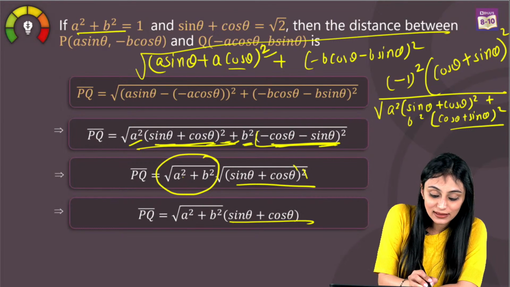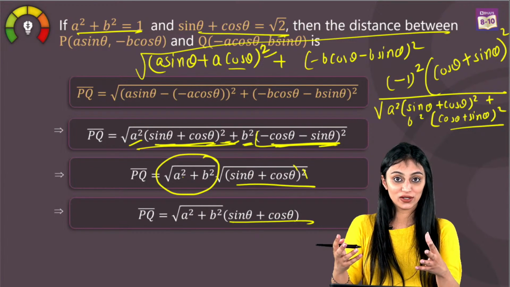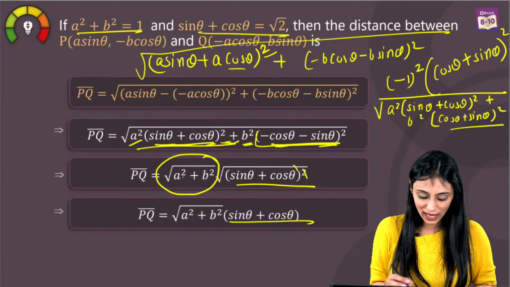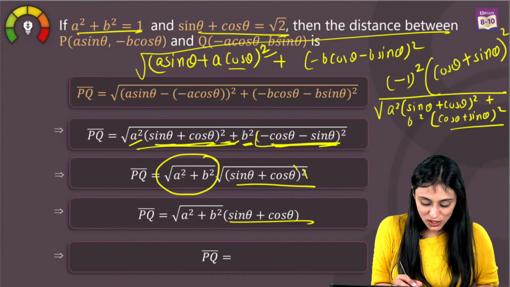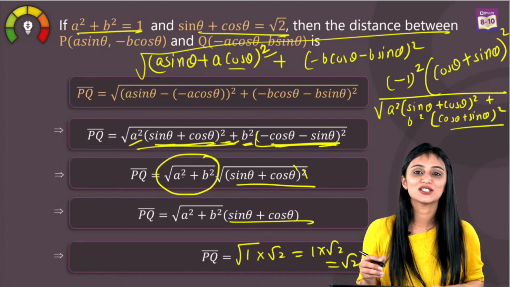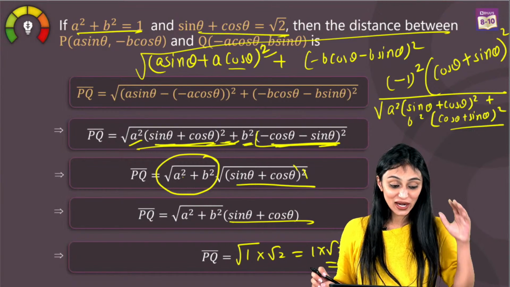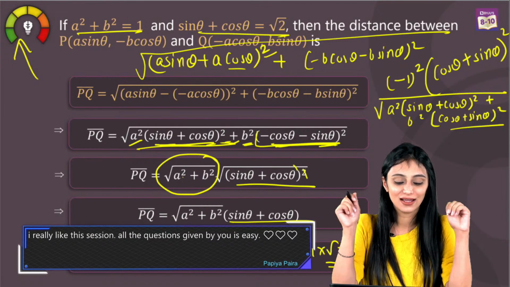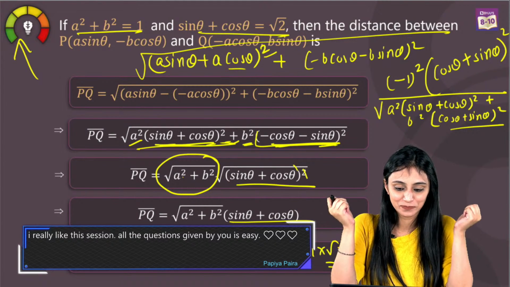Now you see these values over here which were given to you, we can put them here. And we have PQ equals root of a square plus b square, and then multiplied by root 2. That's going to be 1 times root 2, which is root 2 only. So it was a difficult one, you see, but did you actually find it difficult? We solved it so easily.